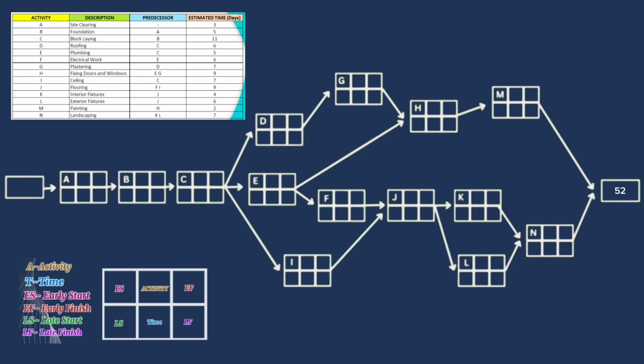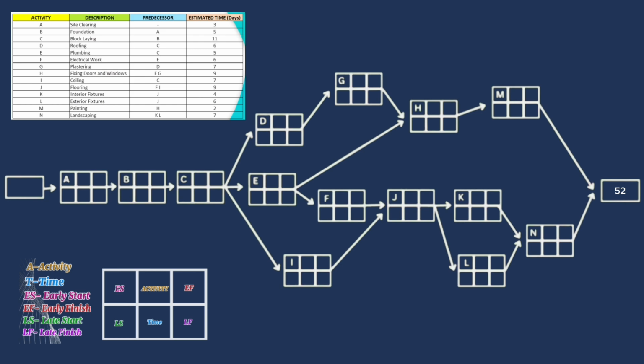Now, the slack for an activity is defined as how long the activity can be delayed without increasing the project's completion time. It is calculated as slack equals latest start minus earliest start, or latest finish minus earliest finish. The slack for A would be 0 minus 0, or 3 minus 3, which is 0. The slack for B and C will both be 0.